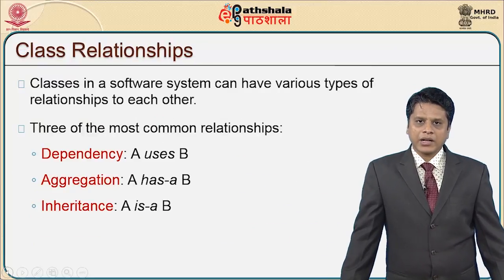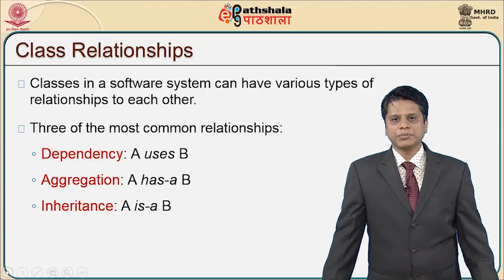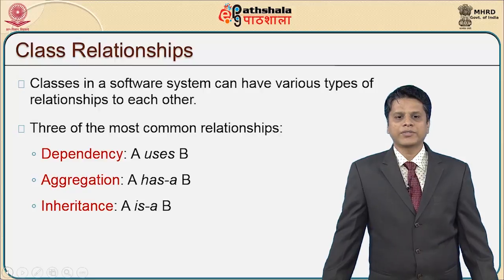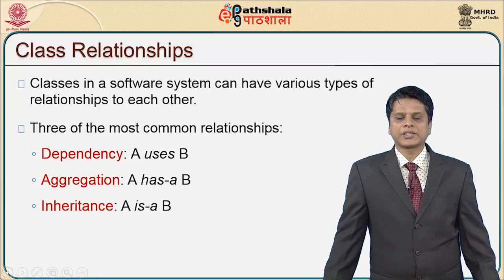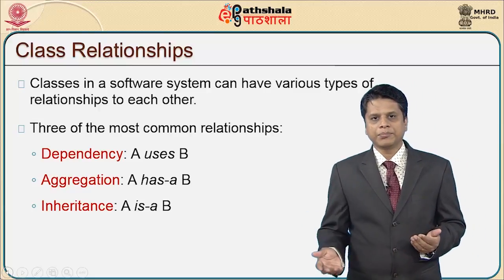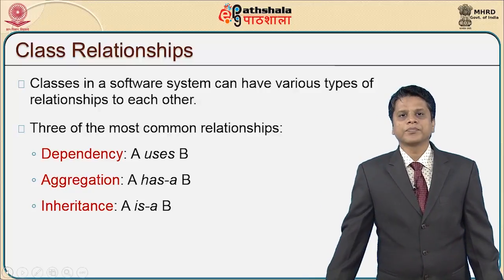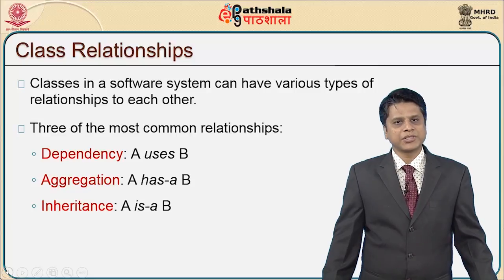Further, for a class, we can define class relationships. If you are clear with database management systems, we would have seen the entity relationship diagram where we talked about aggregation and generalization. With specific reference to object orientation, we have inheritance relationships. Classes in a software system can have various types of relationships to each other. The three most common relationships are dependency, represented as uses, where A uses B; aggregation, meaning A has a B; and inheritance, meaning A is a B, which is a generalization.